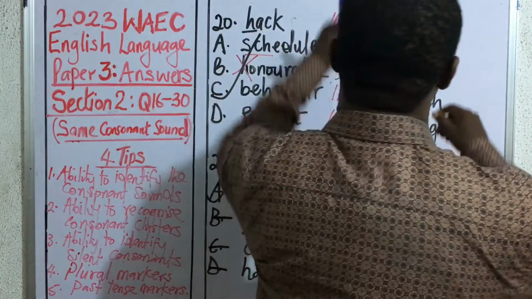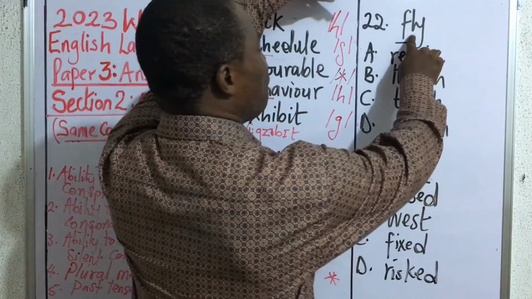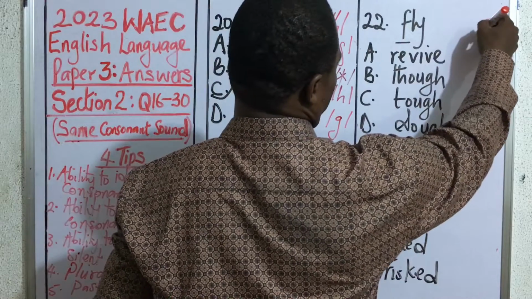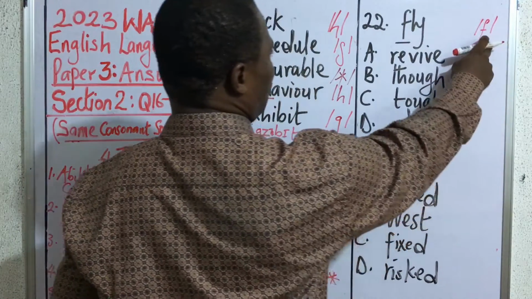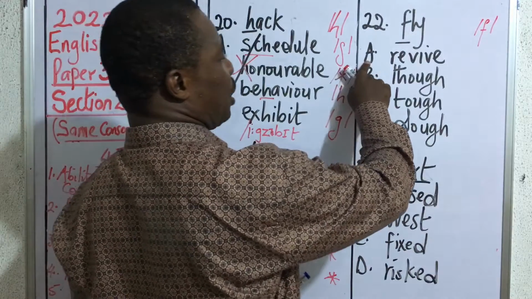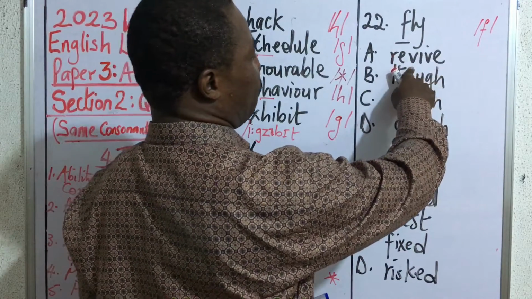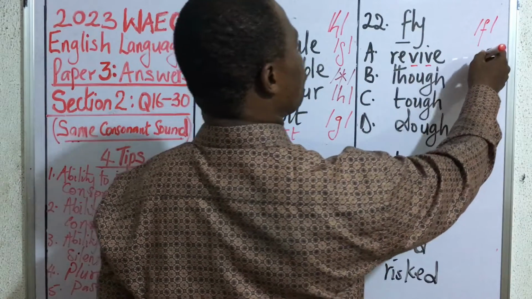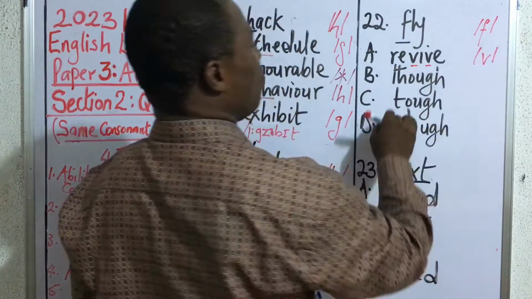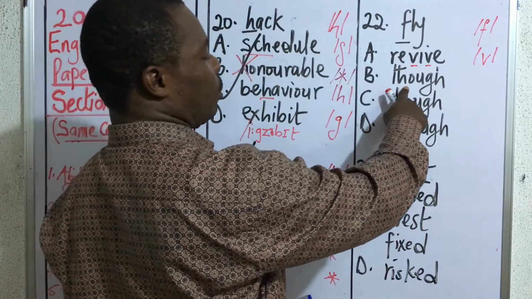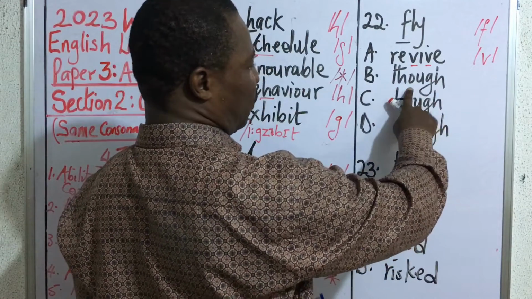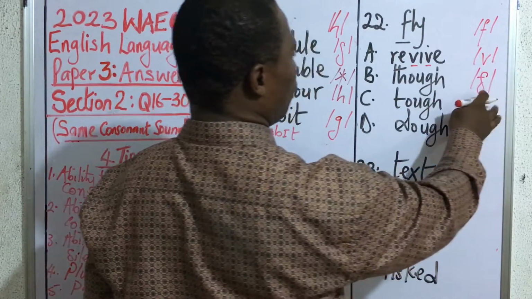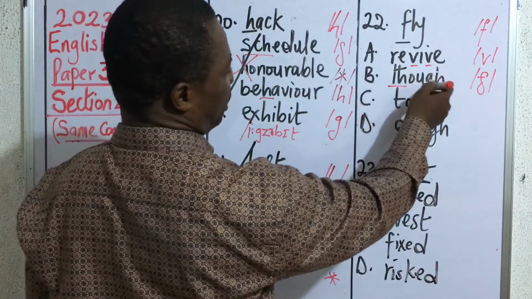For the next one, you have question 21, fly. The sound that is underlined in the question is represented by the consonant F. So for option A, you have revive. There is no F consonant in this word. So what you have is V. What about though? There is no consonant F in this word, but what you have is TH, which is pronounced in though. And the F sound is not present here.